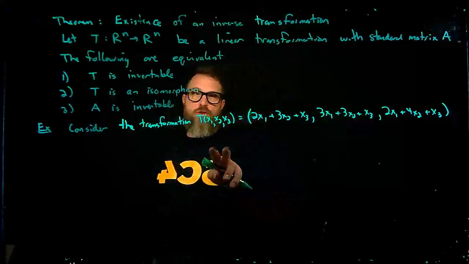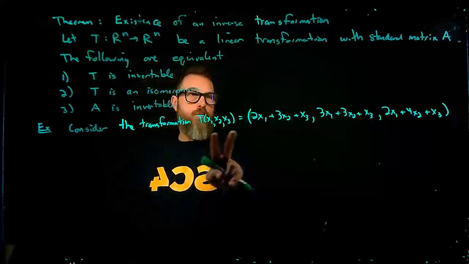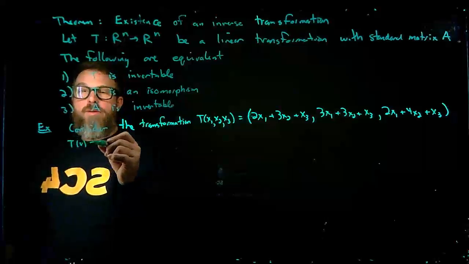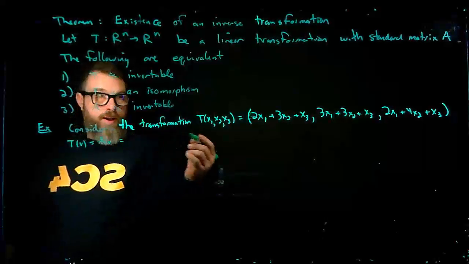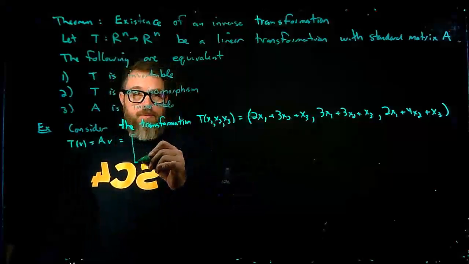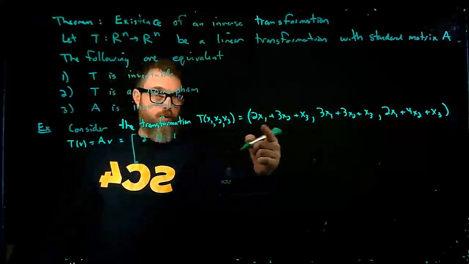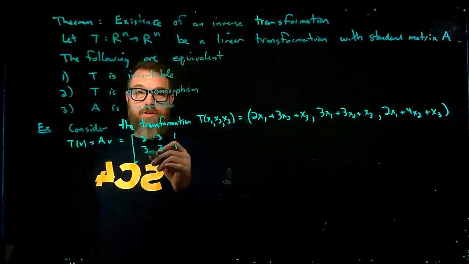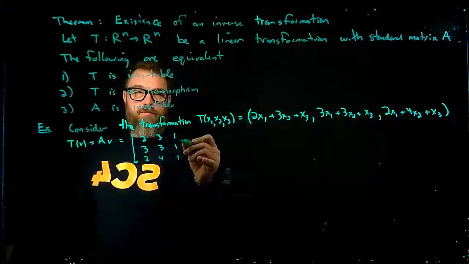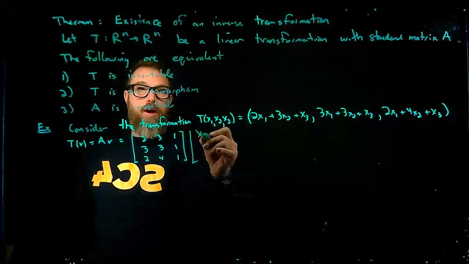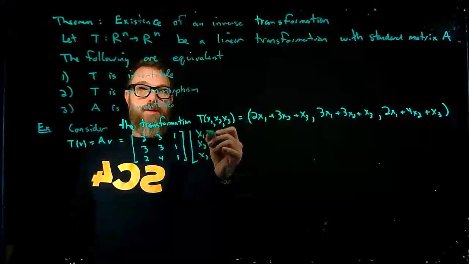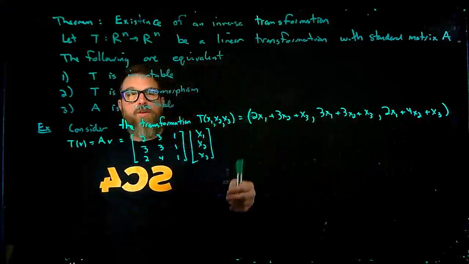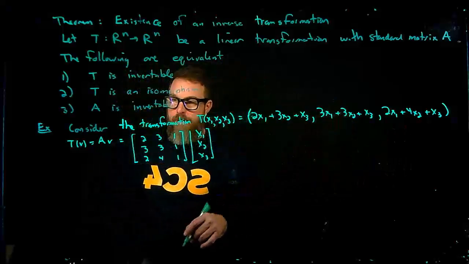So let's consider this transformation. T of x1, x2, x3 is defined through this transformation. What we know is that T of V can be written as A times V, where A is going to be this matrix. It's going to be 2, 3, 1, the coefficients of the first component, then the coefficients of the second component, and finally the coefficients of the third component, multiplied by our x1, x2, x3. So that's our transformation. If I multiply this out, it becomes this vertical vector, but it gives you the exact same thing.